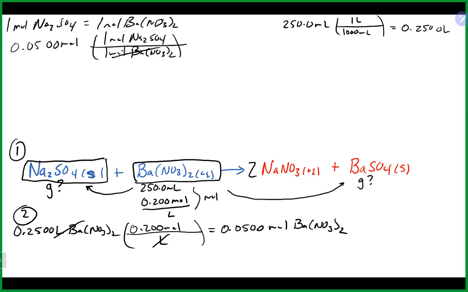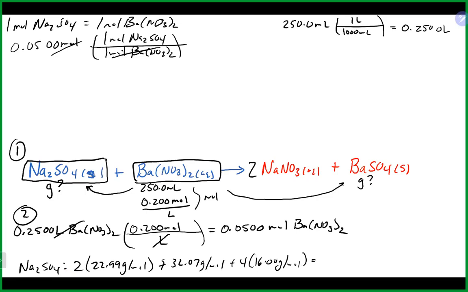If I stop right at this point, the moles of barium nitrate cancel. I am left with moles of sodium sulfate, but I am looking for how many grams that is. So again, we do need to go to the periodic table. And for sodium sulfate, that would be 2 times 22.99 for our sodium, plus 32.07 for our sulfur, plus 4 times 16. That gives us something like 142.1 grams per mole as the molar mass. And that's what we're going to use here as our last step.